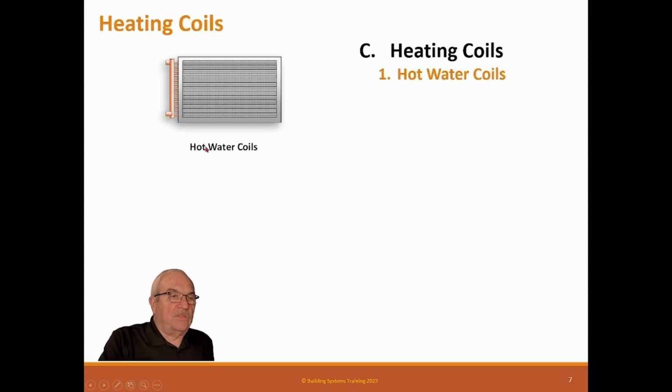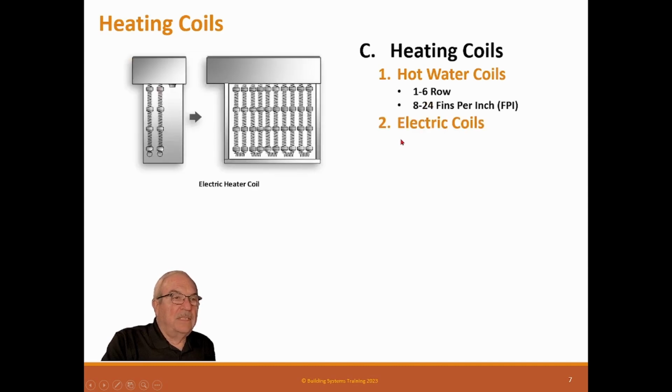Heating coils are the same as cooling coils. 1 to 6 row normally. 8 to 24 fins, again, it should never be 24. It should be something less than 12. You can have electric coils. You can have electric heaters in an air handler. They can be stage coils, 1 through 8 stages. We don't normally have more than 8 stages because that's getting pretty complicated as it is.